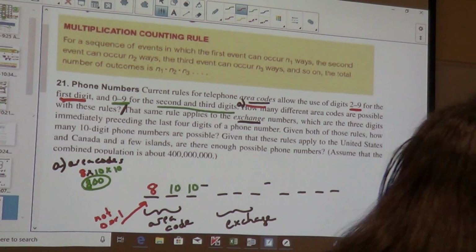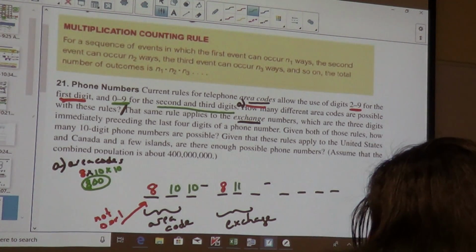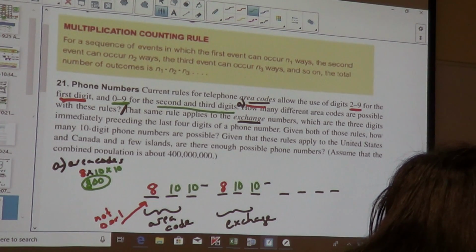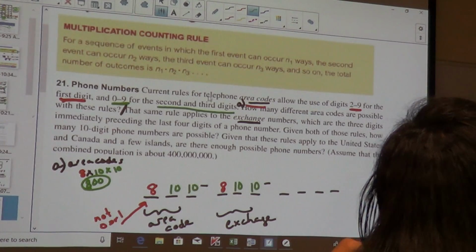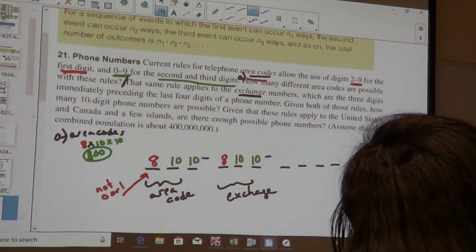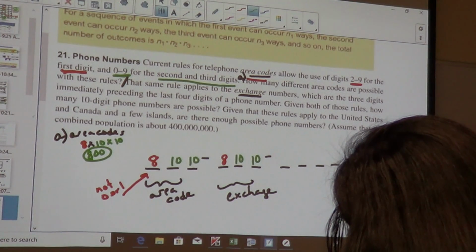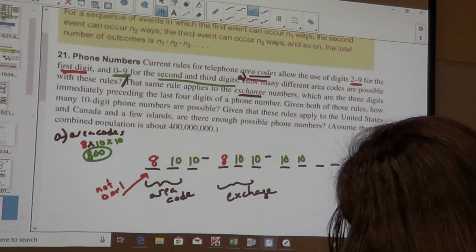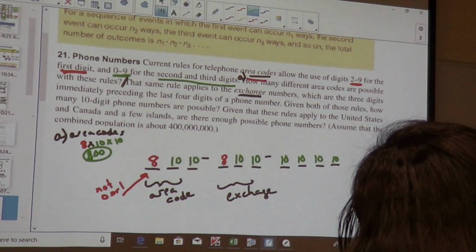So that means this would be an 8, this would be a 10, and this would be a 10, which are the 3 numbers immediately preceding the last 4 of the phone number. Given both of those rules, how many 10-digit phone numbers are possible? 800. So what are the last 4 digits going to be? 10, 10, 10, 10, because they didn't give me any rules for those.